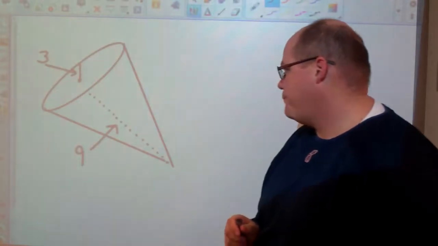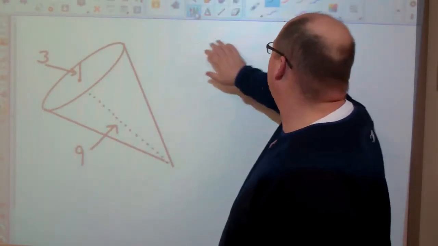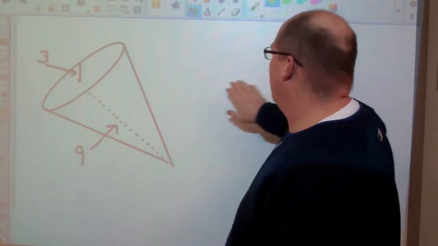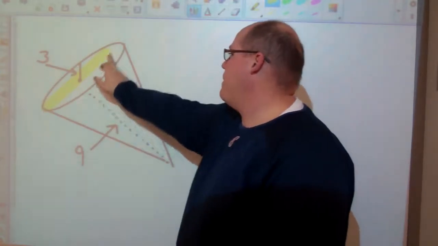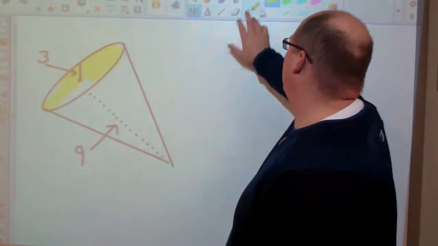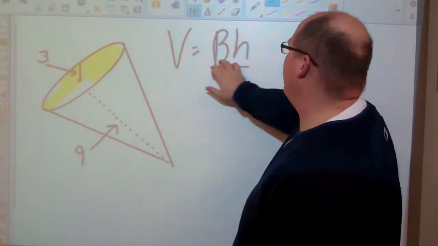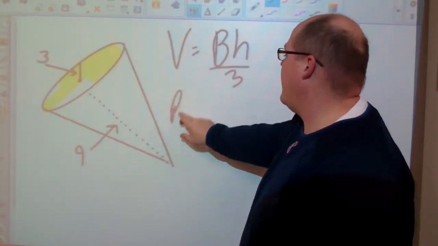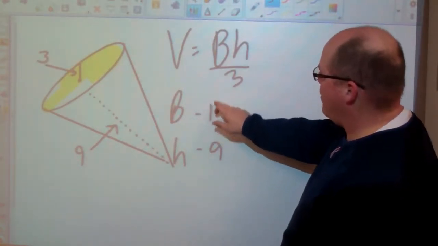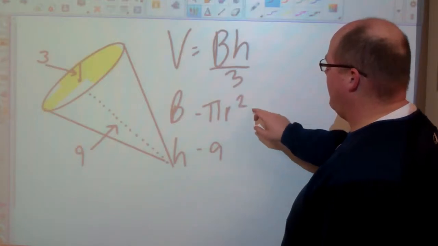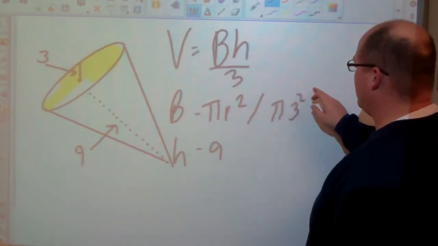So we have a cone. For the formula for the cone, I'm going to follow the same steps. I'll highlight my base and write down my formula. The formula is volume equals capital B H divided by 3. I'm going to write down my letters, capital B, H. Height is 9. Area of the base is pi r squared. The radius here is 3, so I have pi 3 squared.